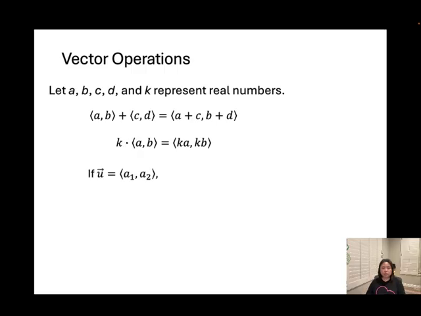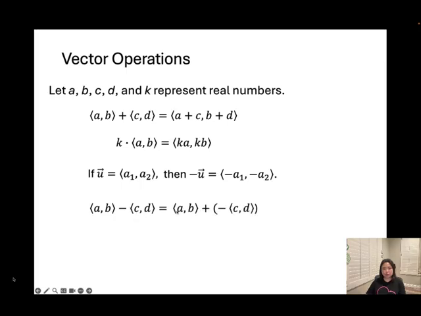If vector u equals ⟨a1, a2⟩, then what is negative u? Negative u means they have the same magnitude but a different direction, right? So we're going to put the negative in front of the a1 and a2 here. When you want to subtract vectors, you can distribute the negative first. Make it ⟨a, b⟩ plus the distributed negative, so negative c and negative d. Then you add them together, which is a minus c and b minus d.